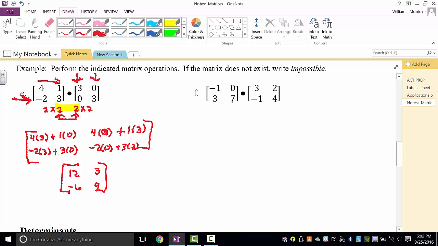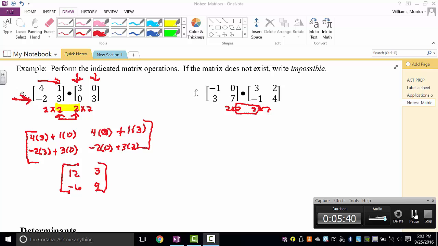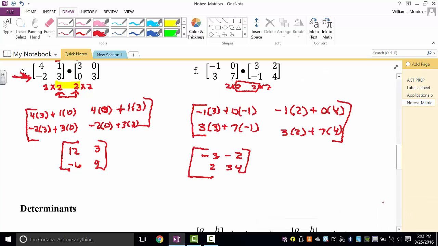All right, here, a 2 by 2 and a 2 by 2. Check your two inner numbers. They match, so you can multiply. I'm going to give you a second to try to multiply example F. You may pause the video. Okay, did you get negative 3, negative 2, 2, 3, 4? Great. All right, let's continue on.